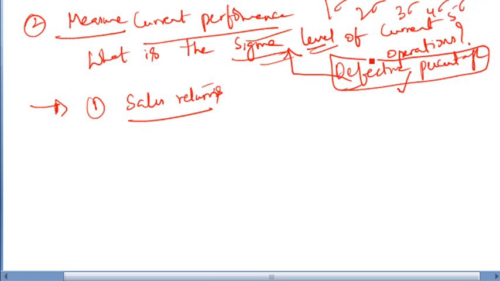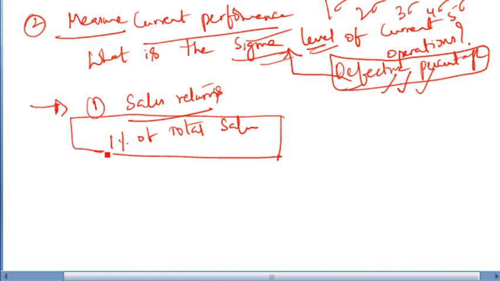Anyway, so what is the basis through which I'm going to identify which sigma level the company is operating at right now? It's going to be defective percentage. This is the basis. So let's start with the first one. That's the reason I started with sales returns. As you can see, if you look at the question, sales returns are 1% of total sales. That's what he has given, isn't it? So it is 1% of what? Total sales, which is pretty bad.